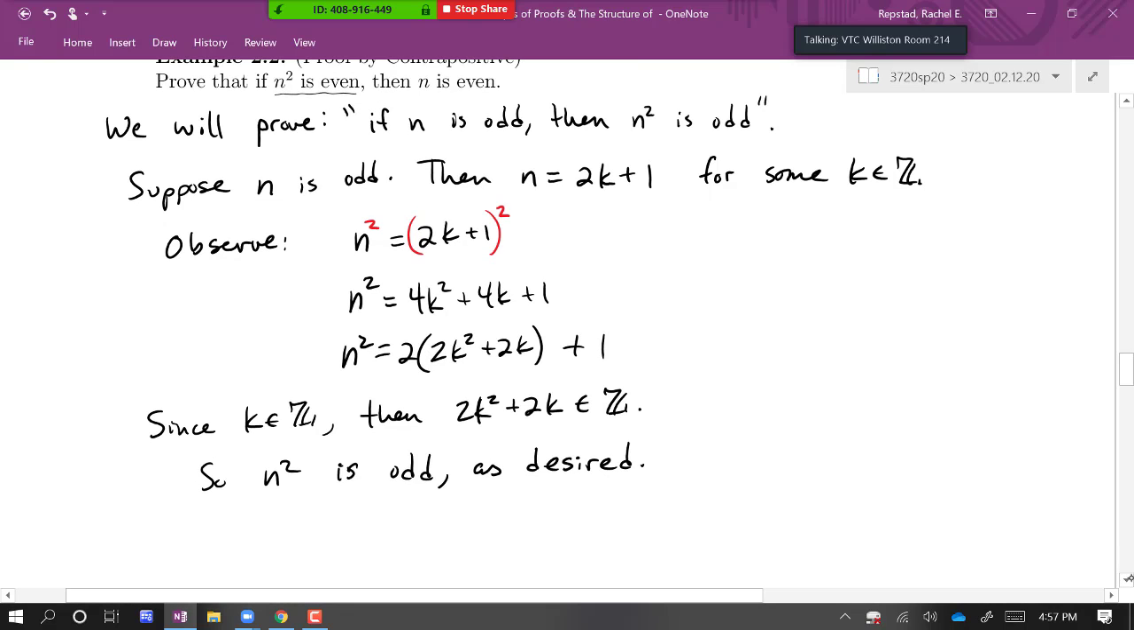Now, not everybody does this, but I kind of like to go back and revisit what we wanted to show. This was an indirect proof. In this problem, they ask us to prove that if n squared is even, then n is even. Somehow our conclusion is, so n squared is odd, as desired. I like to remind the reader now that we're done because this was the contrapositive. Having proven the contrapositive, we have proven that if n squared is even, then n is even.